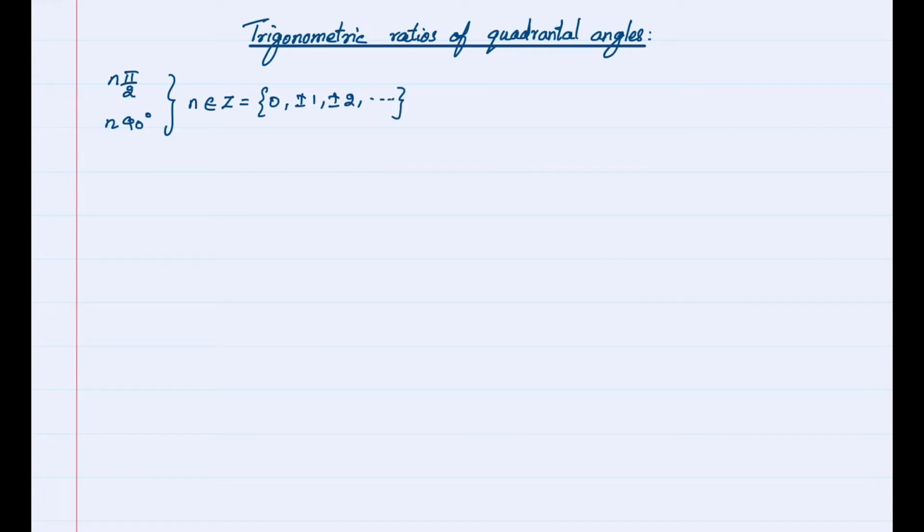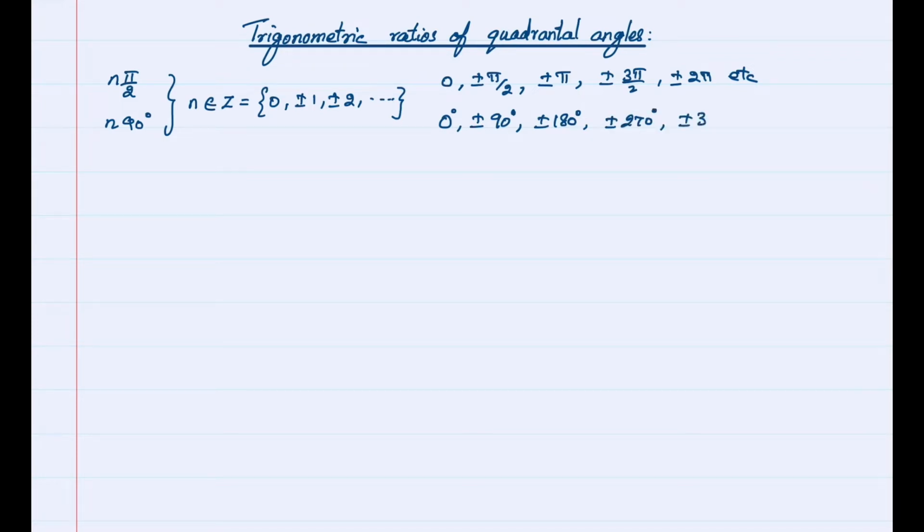For example, 0 radians, plus or minus pi by 2 radians, plus or minus pi radians, plus or minus 3 pi by 2, plus or minus 2 pi, etc. are quadrantal angles. In terms of degrees, the quadrantal angles are 0 degrees, plus or minus 90 degrees, plus or minus 180 degrees, plus or minus 270 degrees, plus or minus 360 degrees, etc. We know the trigonometric ratios for certain acute angles like 30 degrees, 45 degrees, 60 degrees. We have learned them in lower classes.